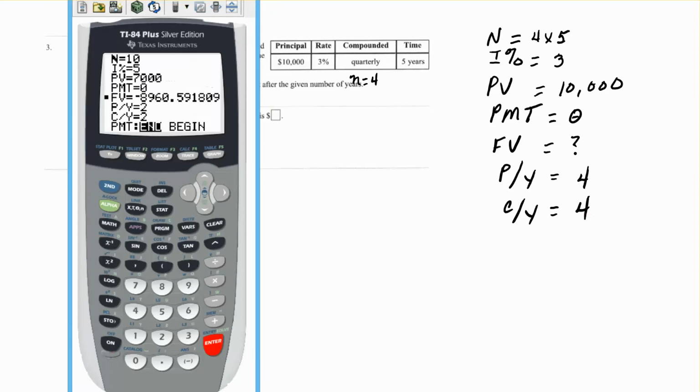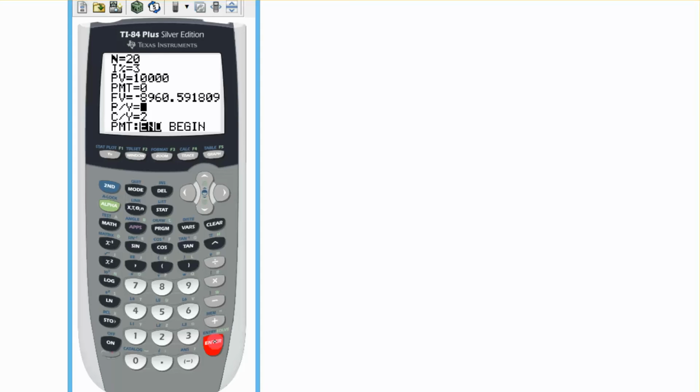Okay, so let's go to the grapher and go up to the top. And if you want to, you could just type the 20 in. And then 3. You can either use the down arrow or you can use enter. The present value is $10,000. There's a little delay on mine, so sometimes I hit it wrong. The payment is 0. I'm leaving the future value. I'll change it in a minute. But remember, I have to have a number in there.